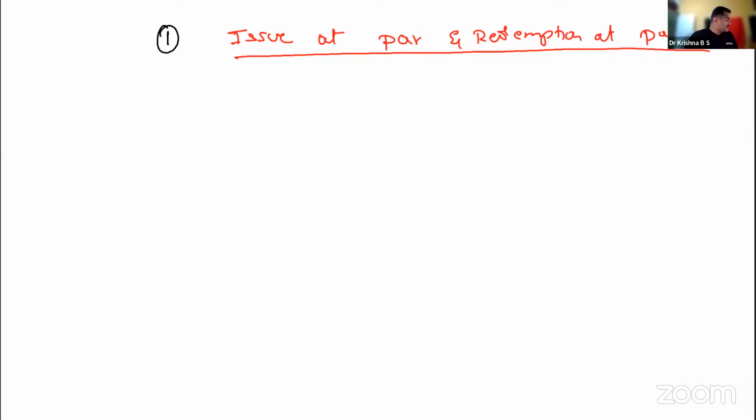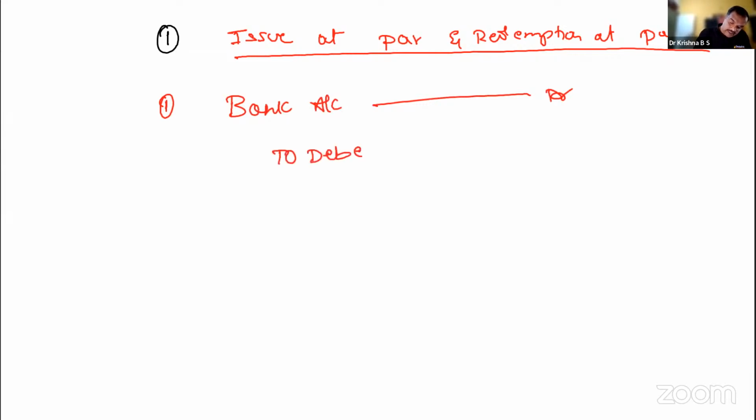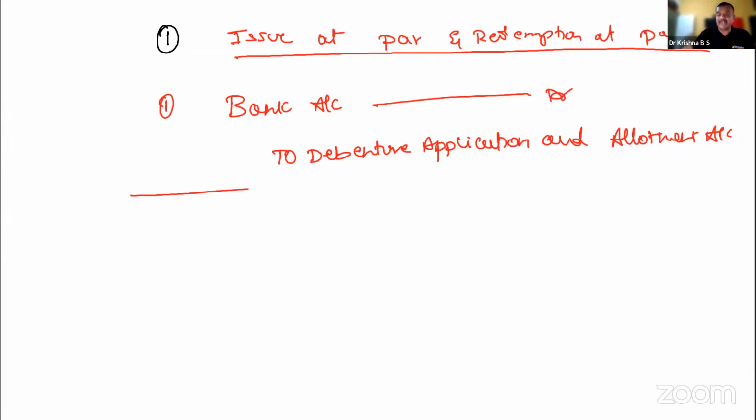Okay. Which is that entry that you are supposed to write? Number 1. Bank account debited to debenture application and allotment account. This is the first entry. This is the first entry that you are supposed to write. Okay.